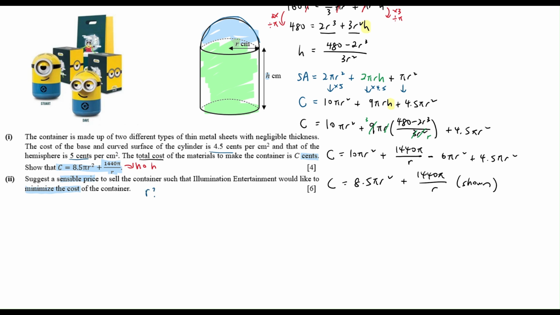Then we will have to plug it into the equation C to find the cost of material, to know how much we need to charge for the container. So we will first differentiate the C equation in terms of R that we have shown in part 1.